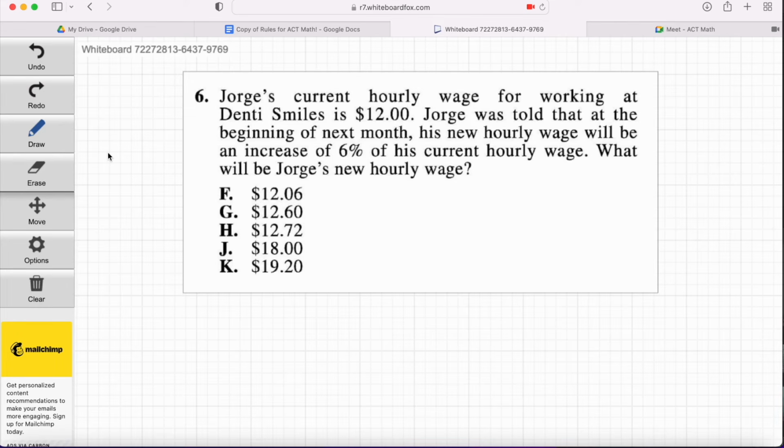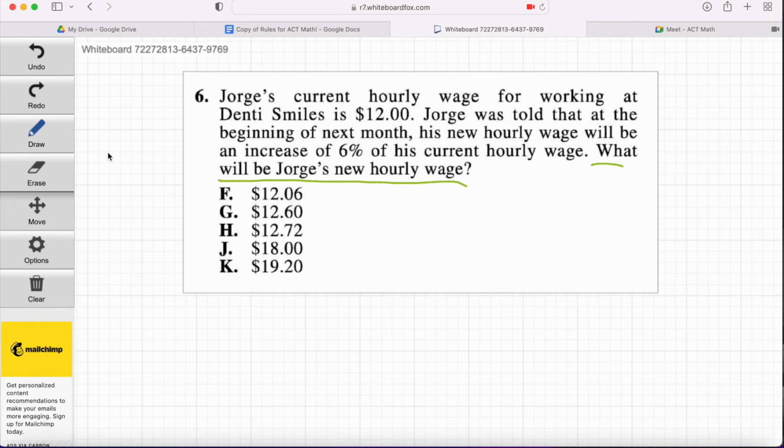I'll just say Jorge. Jorge's current hourly wage for working at Denti Smiles is $12. Jorge was told that at the beginning of next month, his new hourly wage will be an increase of 6% of his current hourly wage. What will be Jorge's new hourly wage? Ooh. Okay. So what are we solving for here, Abby? You are solving for his new hourly wage. His new hourly wage, absolutely, right? That last sentence of the question is always the thing that you're solving for.